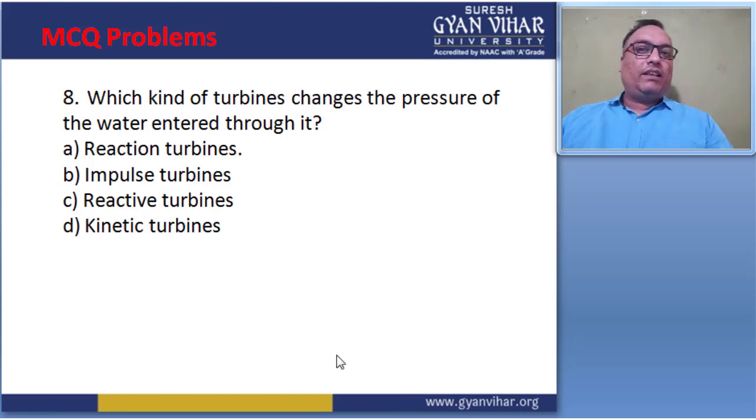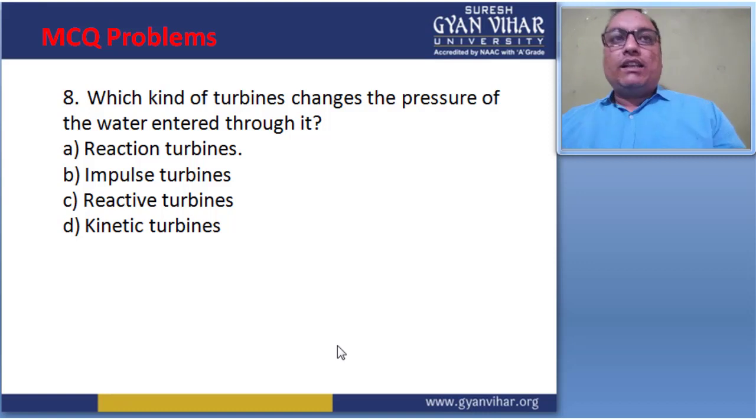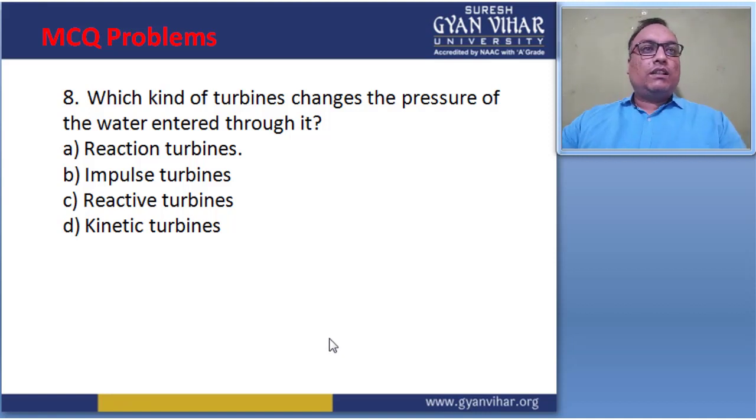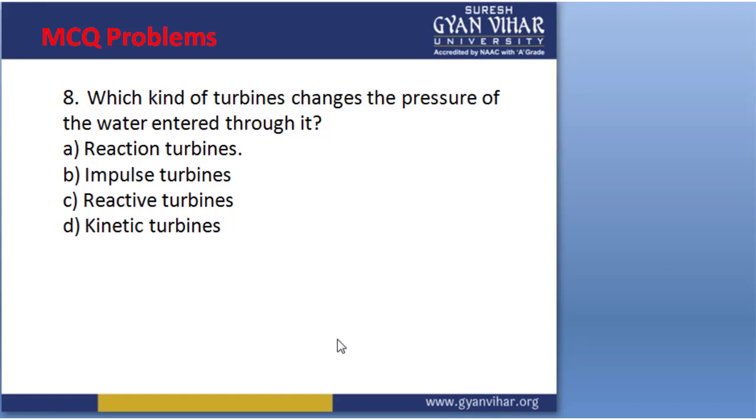Which kind of turbine changes the pressure of the water entering through it? The first option, A, is reaction turbine, B is impulse turbine, C is reactive turbine, and D is kinetic turbine. So the correct answer is reaction turbine. Then move to the next question.